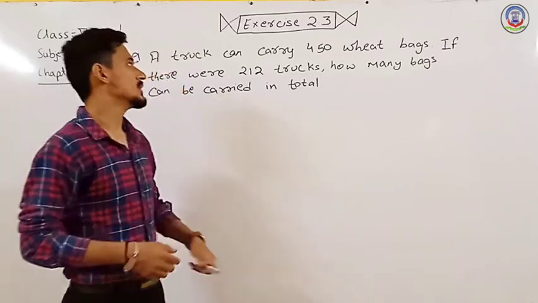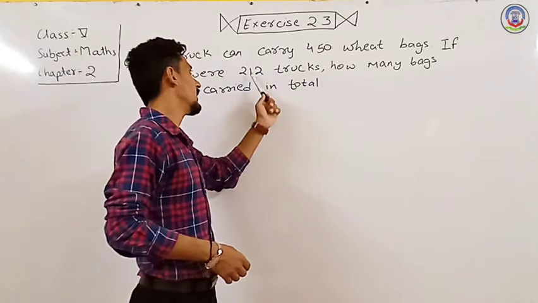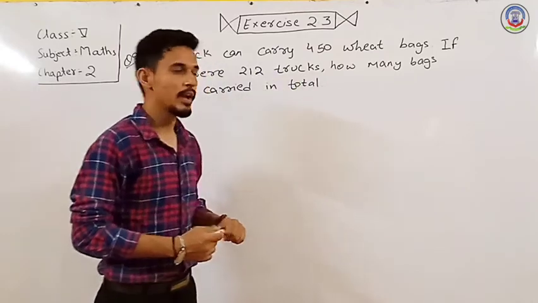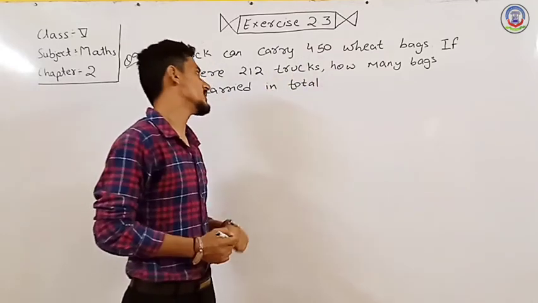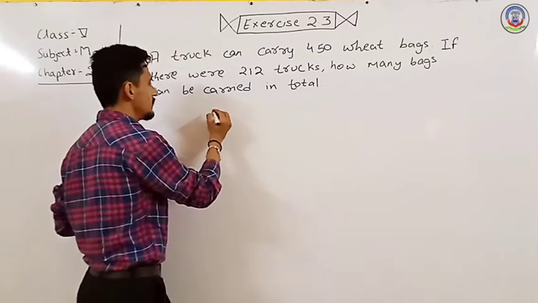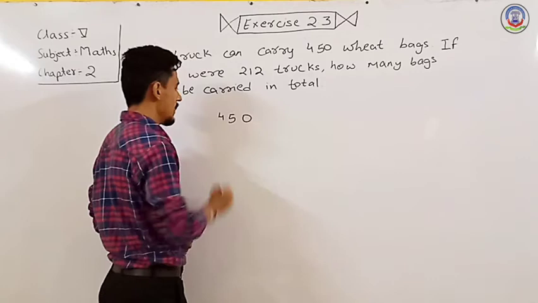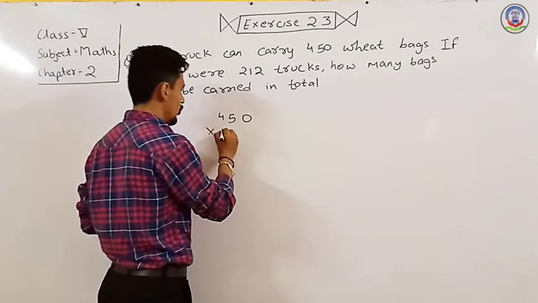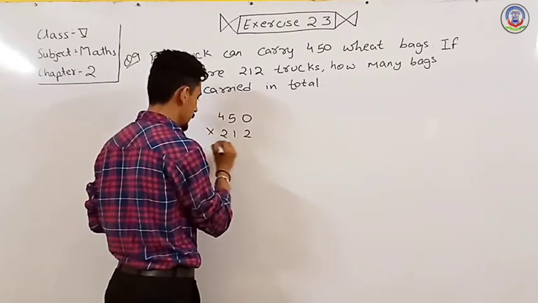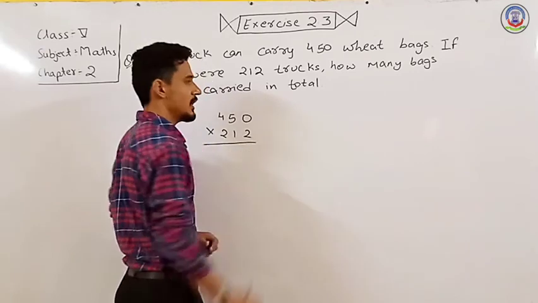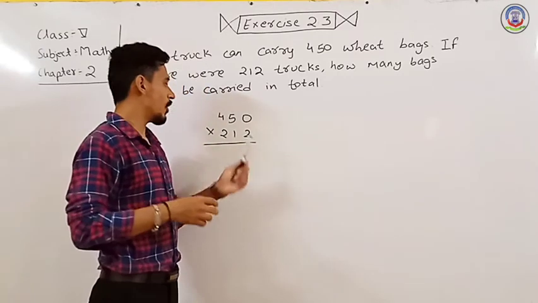So this is multiplicant and this is multiplier. So we have to multiply this and this. So let's start. First we write 450 multiply 212. So in this we always start from rightmost.